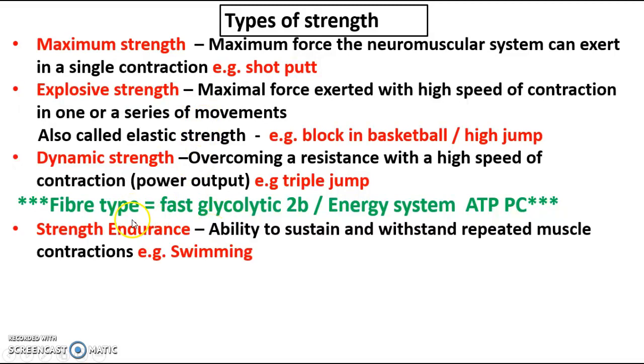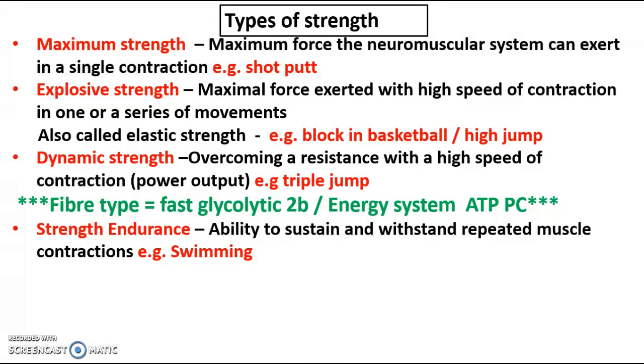Now, the next type of strength is strength endurance. So strength endurance refers to the ability to sustain and withstand repeated muscle contractions. For example, you're looking at freestyle in swimming. Okay, so you're looking at like 100-meter freestyle, and that could be really high intensity, but you've got to sustain and withstand the muscle contractions.